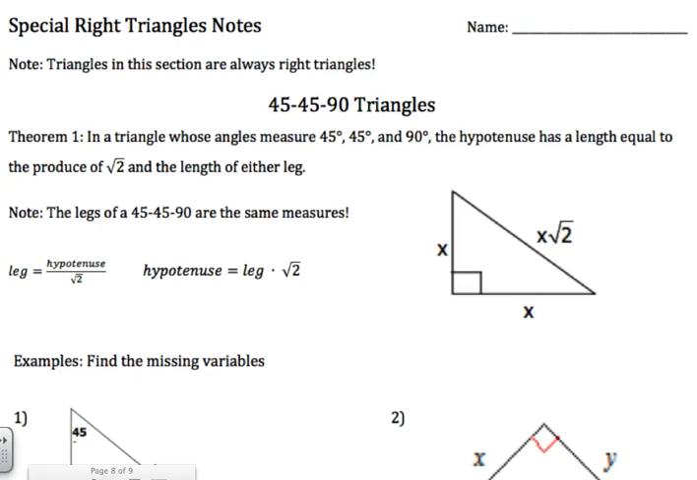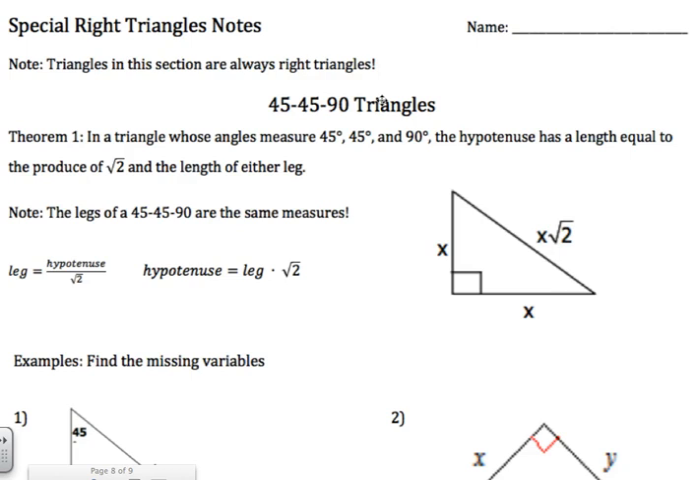So in this video, you are going to learn about two special right triangles. There is something really special that happens when you have a 45, 45, 90 degree triangle. One, it's isosceles, and then something happens with the sides of the triangle.